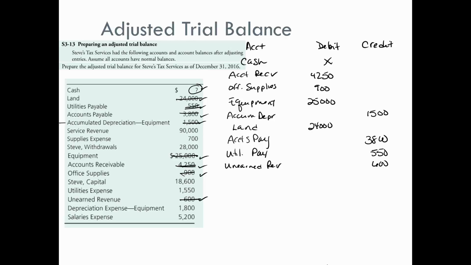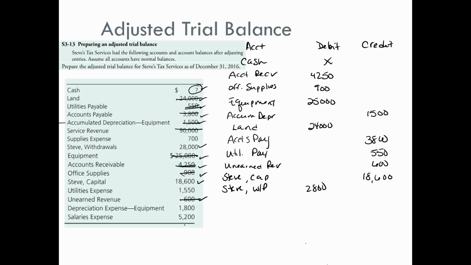So assets, liabilities, next will come the capital and the withdrawals. So I've got Steve capital and Steve withdrawals. Steve capital is 18,600. Capital has a credit balance. And again, feel free to go back to your chart from chapter 2 about what the normal balance in each account is. Then we'll have Steve withdrawals, which was 28,000, and withdrawals has a debit balance.